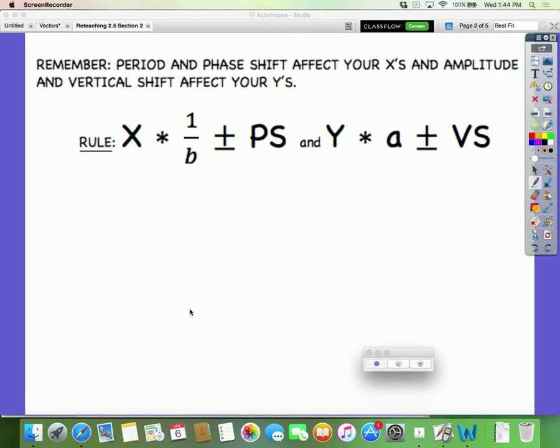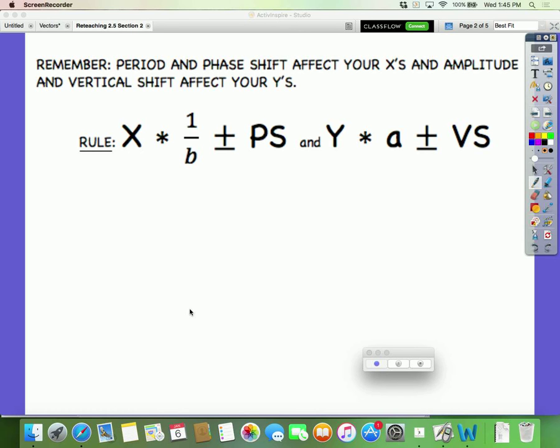So you need to remember, just like with the word problems, same things with graphing. Period and phase shift affect your x's, amplitude and vertical shift affect your y's, okay? Think about it when we were trying to figure out, I don't know, like the height of a wave. Those heights were your y's, that was your amplitude and your vertical shift. And then how many seconds it took for the wheel to go all the way around, that was your time. That relates to your period and your phase shift, okay? So those two components affect your x's and your y's.